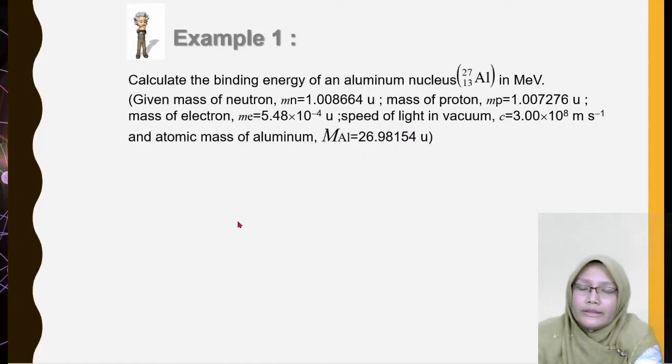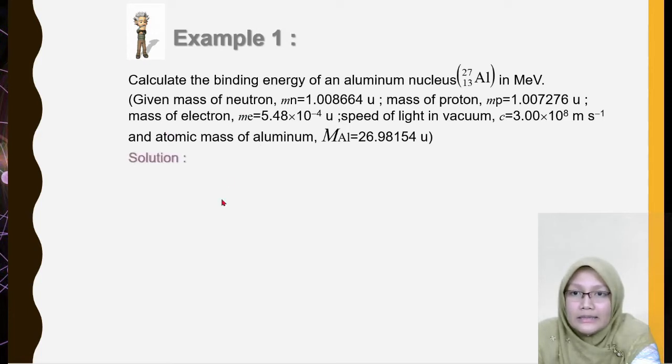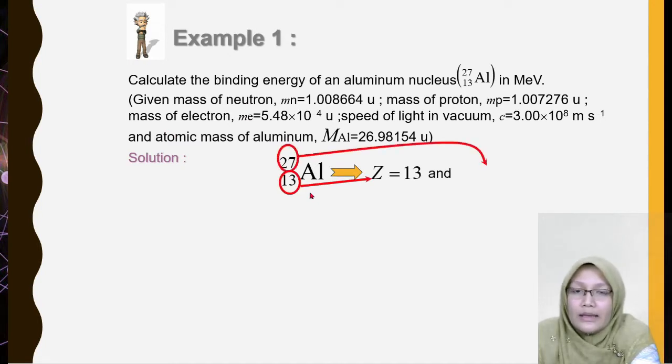So example 1, calculate the binding energy of an aluminium nucleus in MeV. Given the mass of neutron, mass of proton, mass of electron and speed of light, and dia kat sini diberi atomic mass of aluminium. Binding energy. Sebelum tu kita tahu ni adalah element of aluminium. So 13 is Z, proton number, and 27 is A. So nak dapatkan neutron, A tolak dengan Z, akan dapat neutron sebanyak 14.